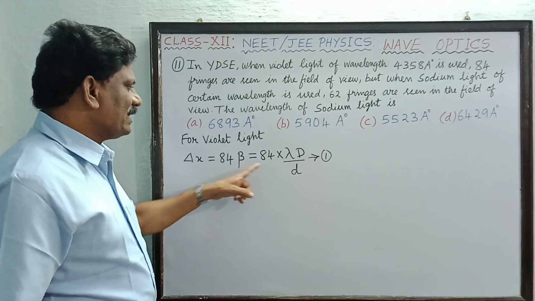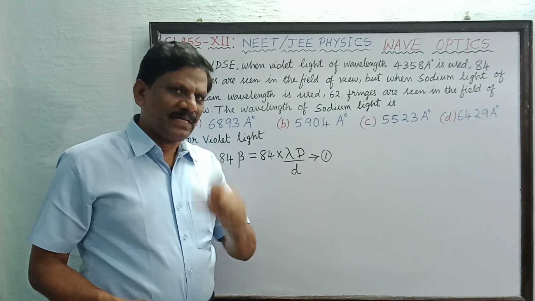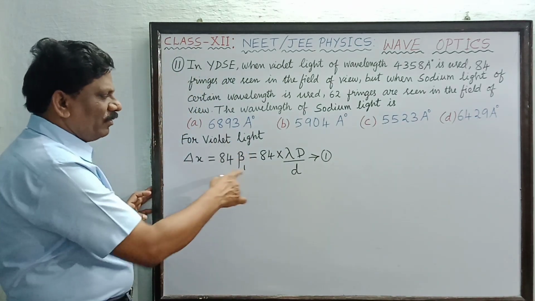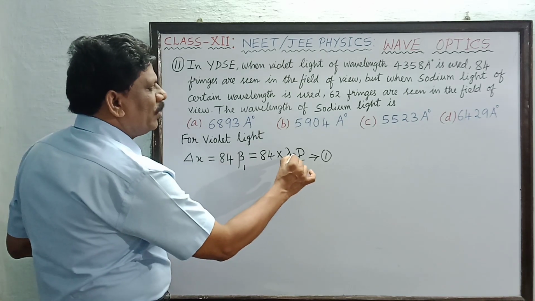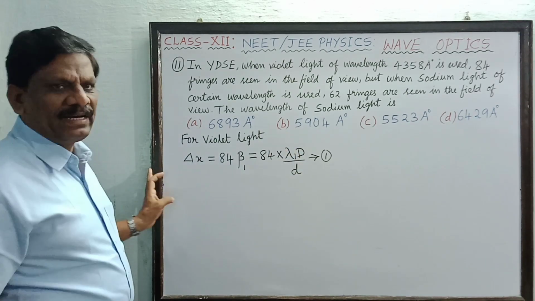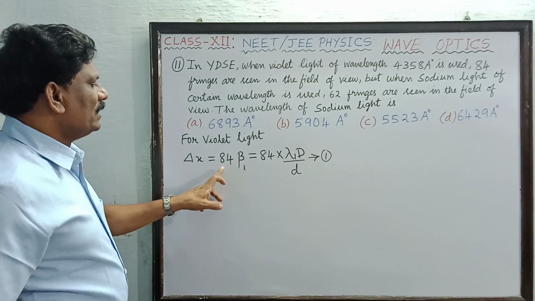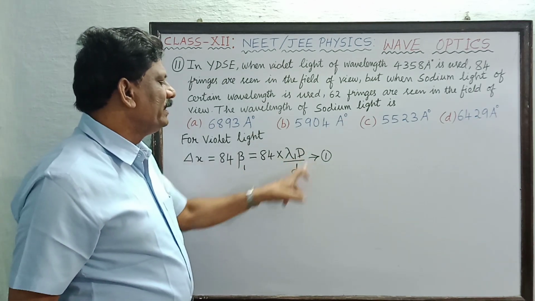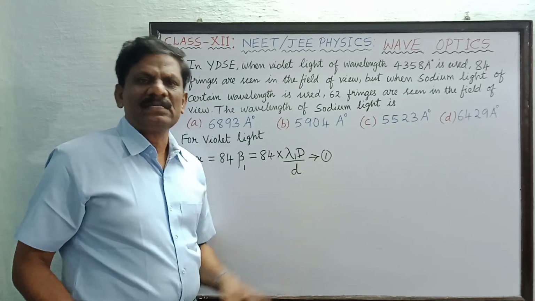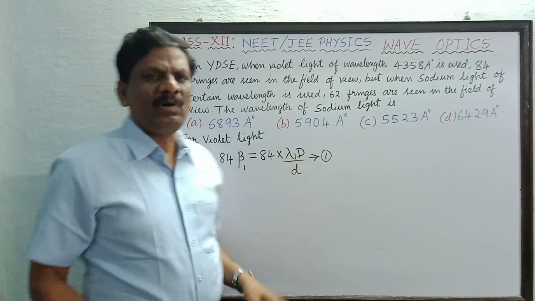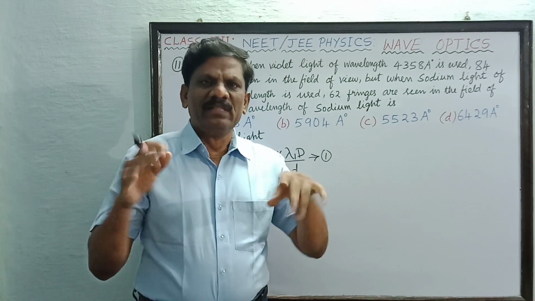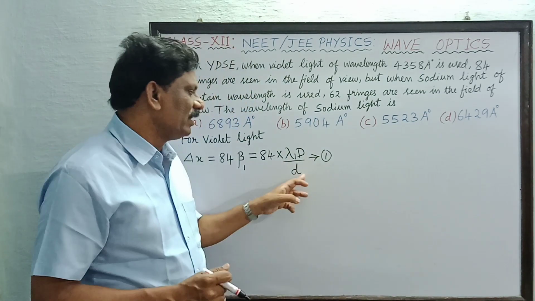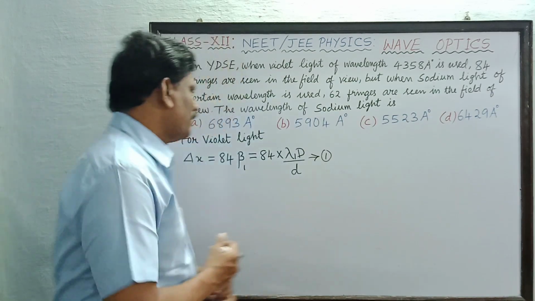Now some subscripts we will use, subscripts for violet light. So here beta 1 for using violet light. Similarly lambda 1 for wavelength of violet light I have used. So 84 times beta 1 is equal to 84 into lambda 1 D divided by small d, because capital D and small d are the same. Only the wavelength of light used is different. So capital D and small d remain constant.